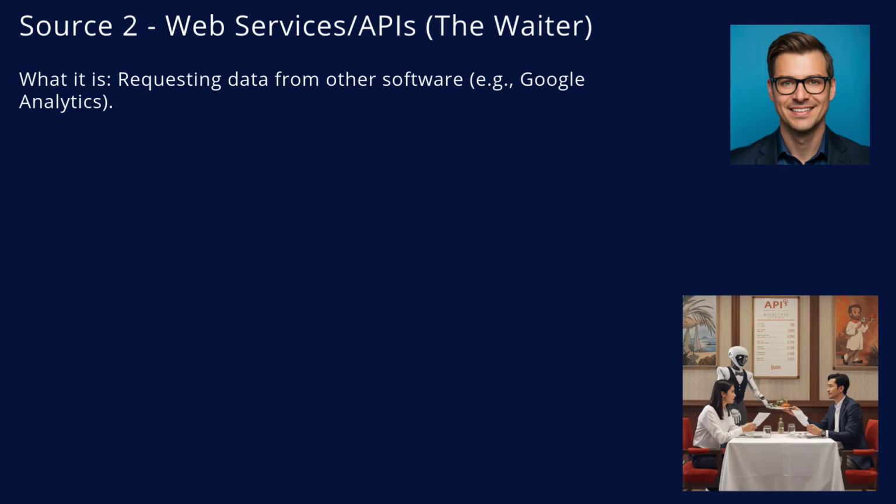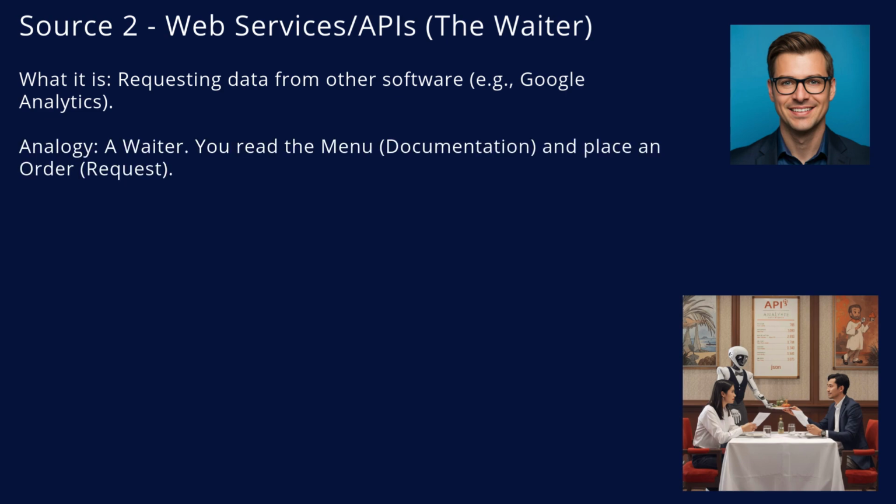The second major source of data is web services, which we almost always interact with through something called an API. I know this can sound complex, but the waiter analogy is the clearest way to understand it. Imagine you want data from a system like your online marketing platform. You cannot go into their kitchen database. Instead, you interact with the waiter, the API. First, you read the menu. This is the API documentation. Following those rules, you write a small script, usually in a language like Python, to send your order. This is the API request.